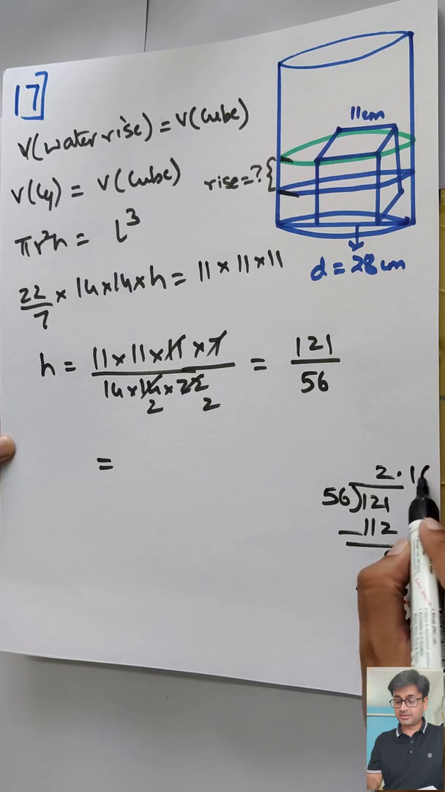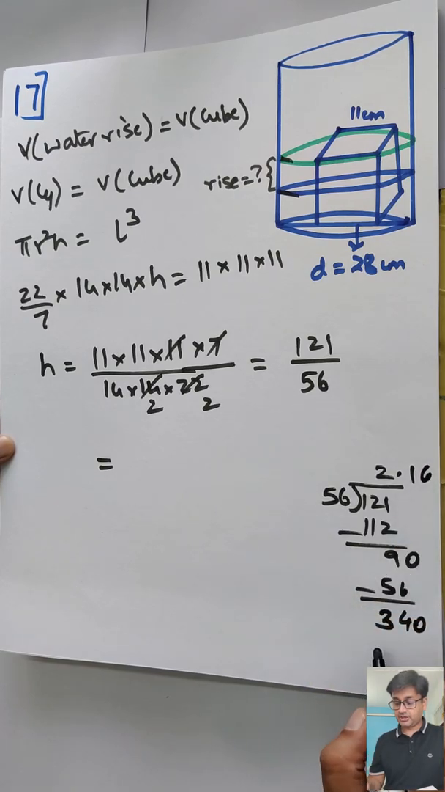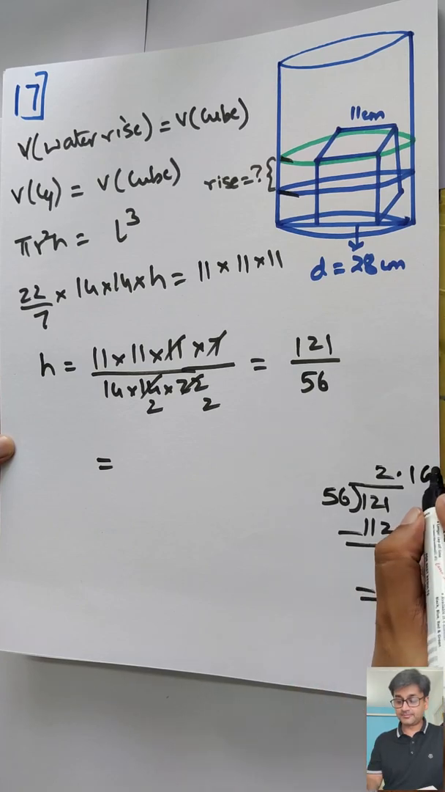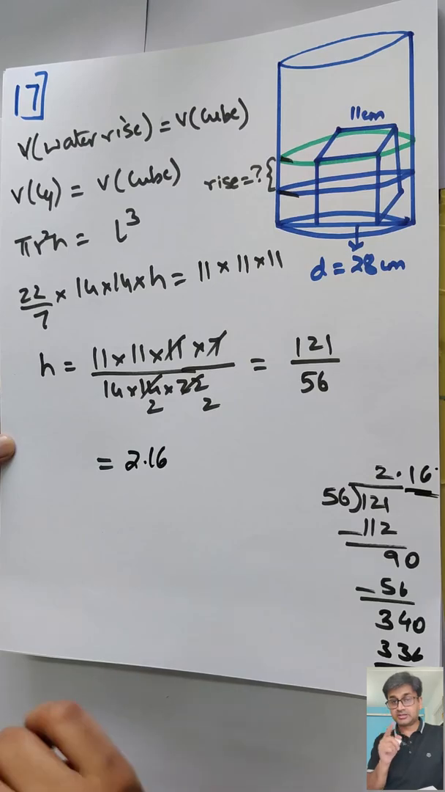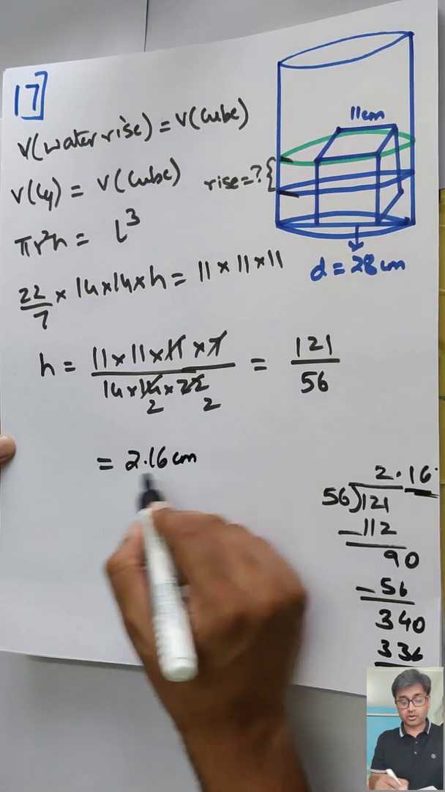So one more 0, so maybe 6 times. 6 times will be 336. So 440, so only once. Not even 1, 0. So 2.16. Go to 3 decimals and then convert always, you will never go wrong.